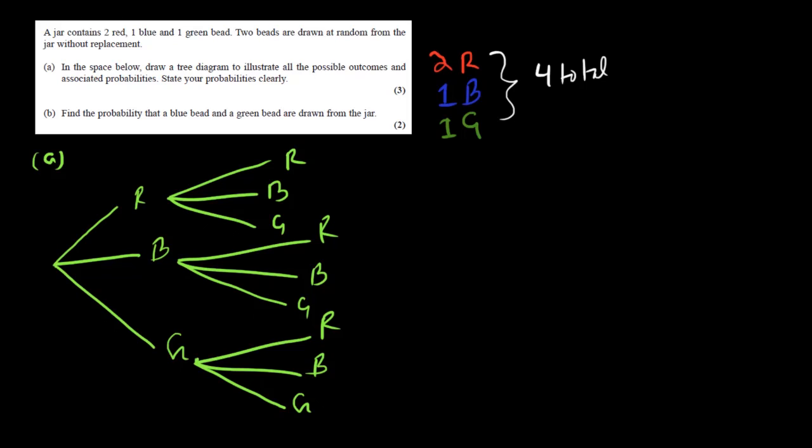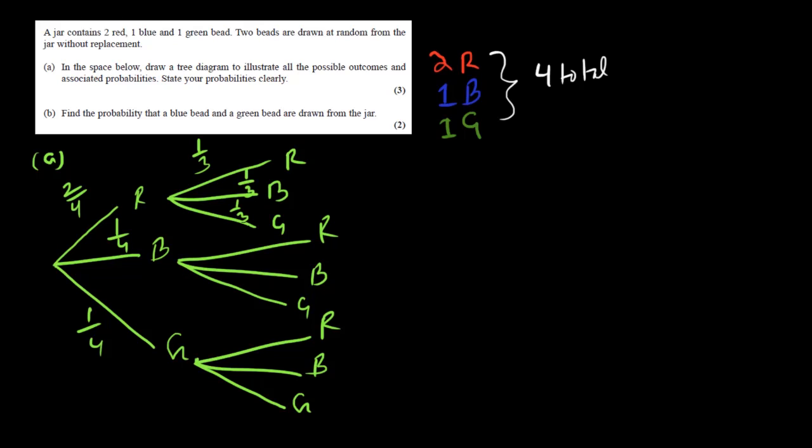Now we have to fill this up. So this is 2 out of 4, the probability of red. Now if you have 1 red, the next red is going to be 1 out of 3. If you have blue, it's going to be 1 out of 4. If you have green, it is again 1 out of 4. Now if you have a red at first, the next one to be blue is again 1 out of 3 because there is only 1 blue. And if you take a red, the next one to be green is again 1 out of 3 because there is only 1 green left.